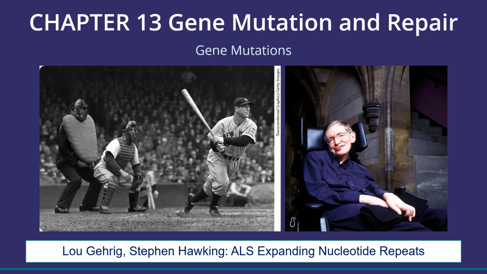Our example here of Lou Gehrig and Stephen Hawking, these are individuals that have Lou Gehrig's disease, or ALS, which is amyotrophic lateral sclerosis. It is essentially a neurodegenerative disease that destroys motor neurons in the brain. And so because these motor neurons are being progressively destroyed, it leads to muscle weakness, paralysis, and respiratory failure. The reason that we're talking about this here is that it is caused by expanding nucleotide repeats. This is basically repeating nucleotides, a small number of nucleotides that get progressively longer and longer and longer.